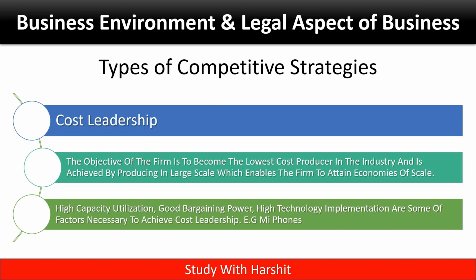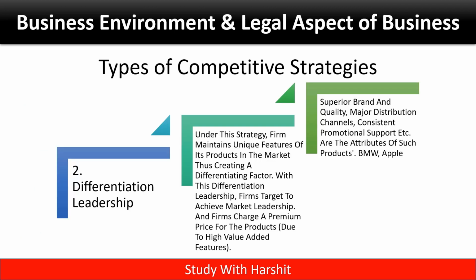Types of competitive strategies. Cost leadership. The objective of the firm is to become the lowest cost producer in the industry and this is achieved by producing at large scale, which enables the firm to attain economies of scale. High capacity utilization, good bargaining power, high technology implementation are some of the factors necessary to achieve cost leadership. Example, MI phones.